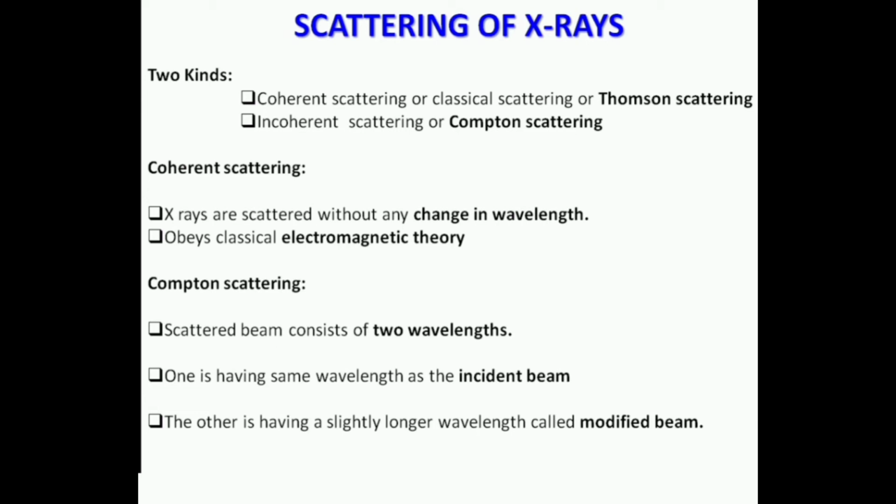Another is the Compton effect. What is the Compton effect? The scattered beam consists of two wavelengths. One is the original wavelength, another is the produced wavelength, and there is a difference between them. One has the same wavelength as the incident wave, the other has a slightly longer wavelength, called the modified beam.